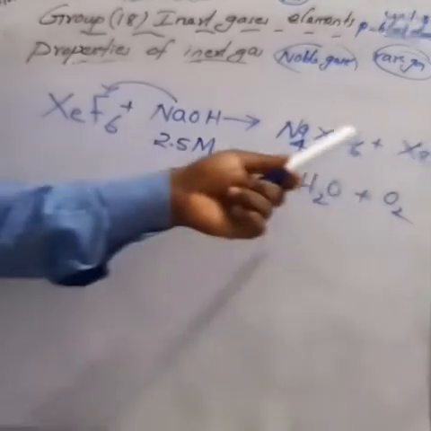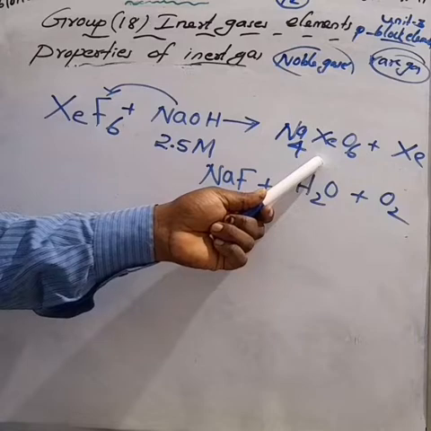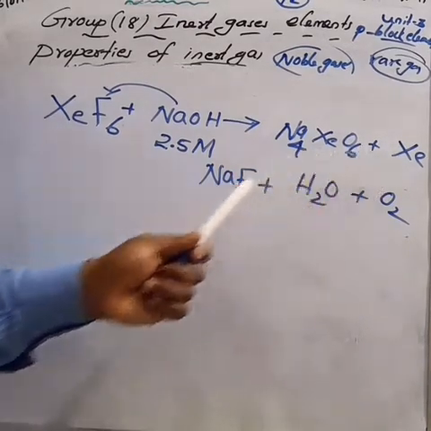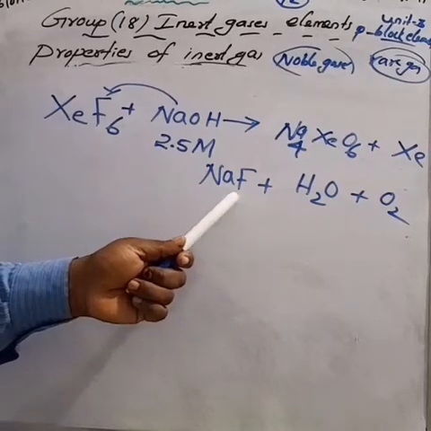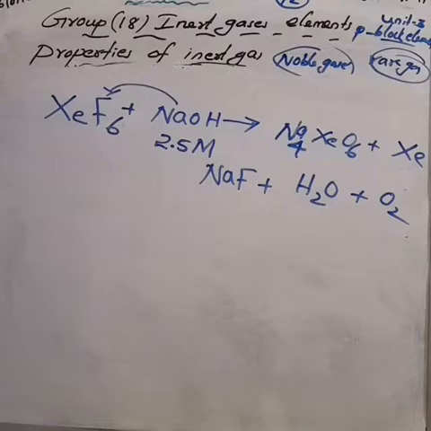So xenon hexafluoride reacts with 2.5 M sodium hydroxide, and we get 5 different products. One is sodium perxenate, Na4XeO6, and we get xenon, Xe, and also sodium fluoride NaF, water molecule H2O, and also we get oxygen O2. These are the products. Am I right?